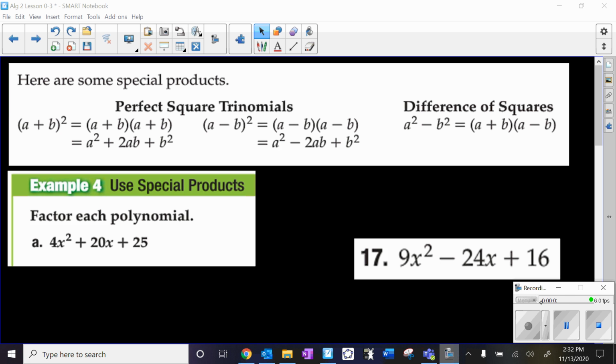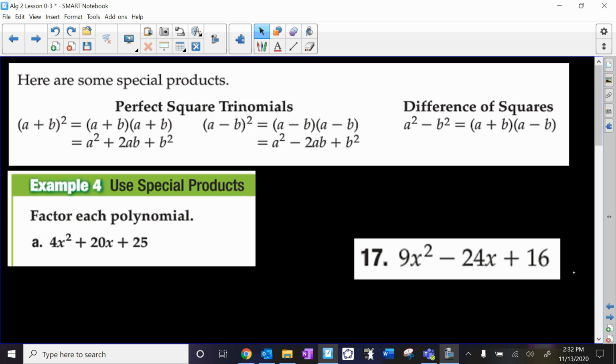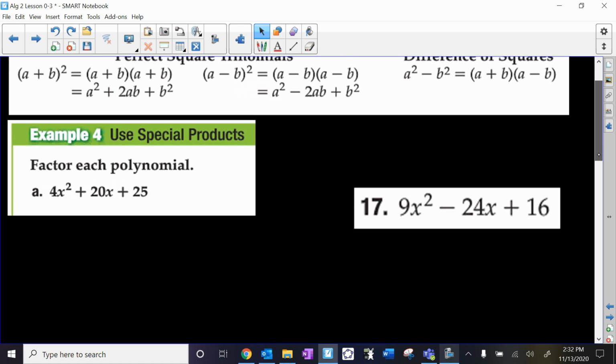Next, we're going to look at some special cases. And the first special case that we're going to look at is what we call a perfect square trinomial. They call it perfect square trinomial because I'm dealing with perfect squares, and trinomial because there are three terms. So I'm going to basically have two scenarios.